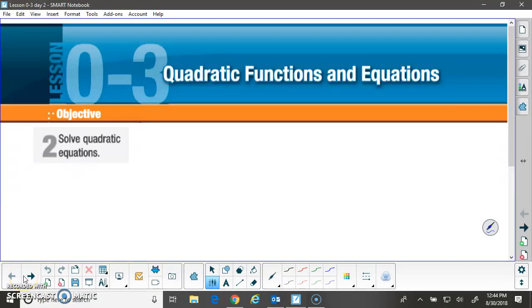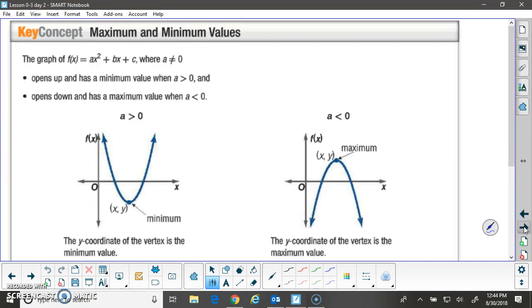Lesson 3 of Chapter 0 is on quadratic functions and equations, and we're going to talk specifically about solving quadratic equations. So the first thing I want to discuss is how every parabola or quadratic function has a minimum or a maximum. How we determine that is if the a value is greater than 0, then it has a minimum. And if the a value is less than 0, then it has a maximum.